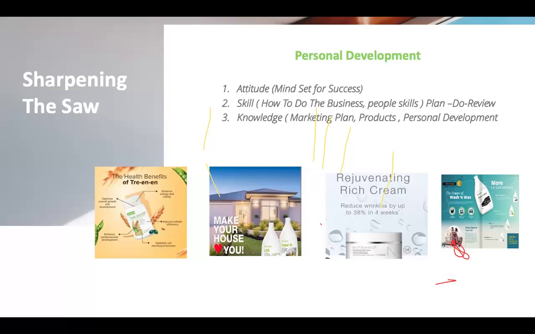The third aspect is the K, knowledge. You need to have knowledge about the business. You need to have knowledge about the products. You need to have knowledge about the marketing plan, the compensation plan. You need to have knowledge of what skills you need to develop. Okay.